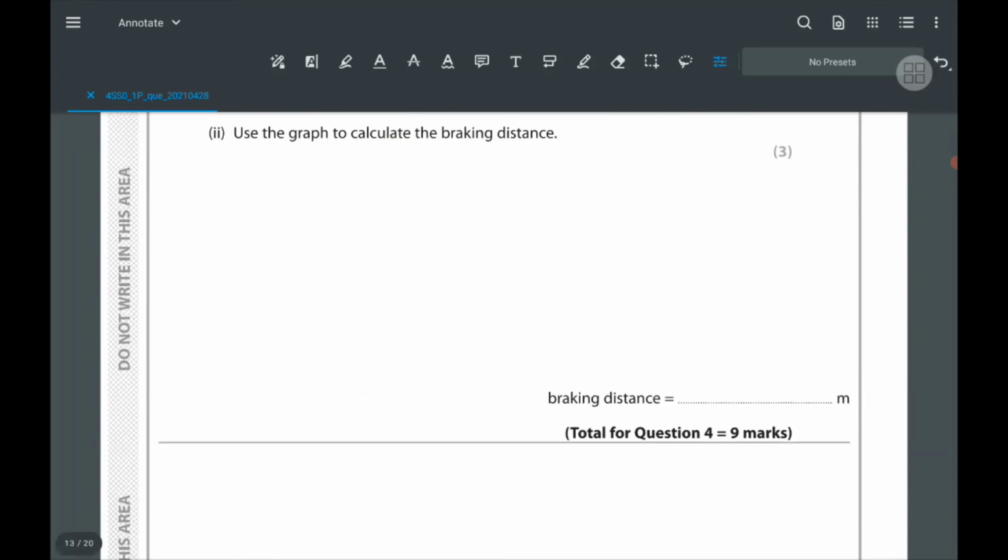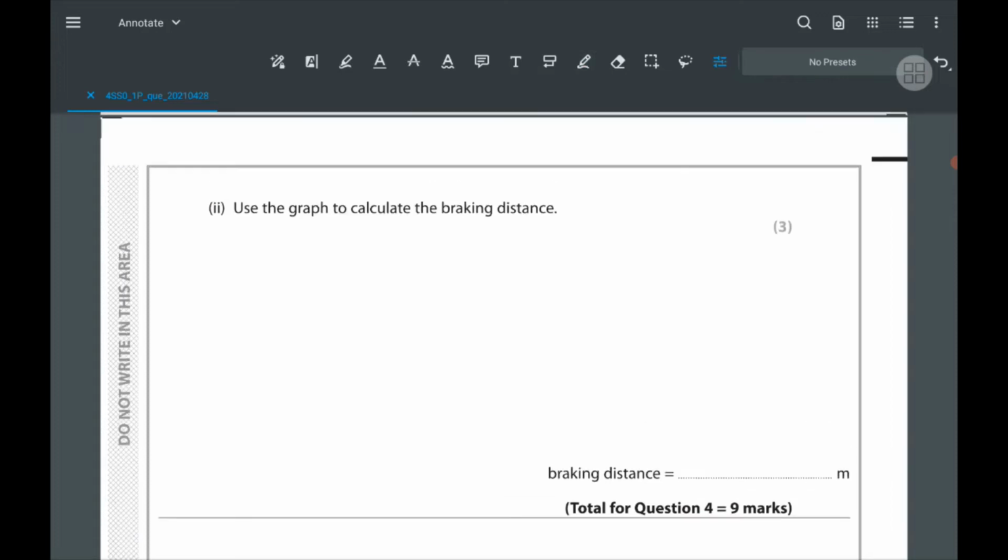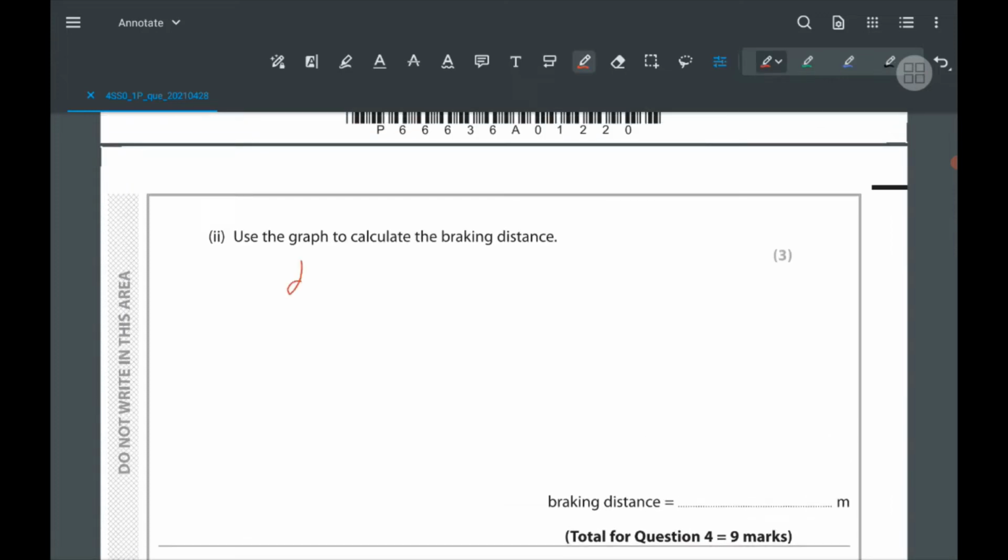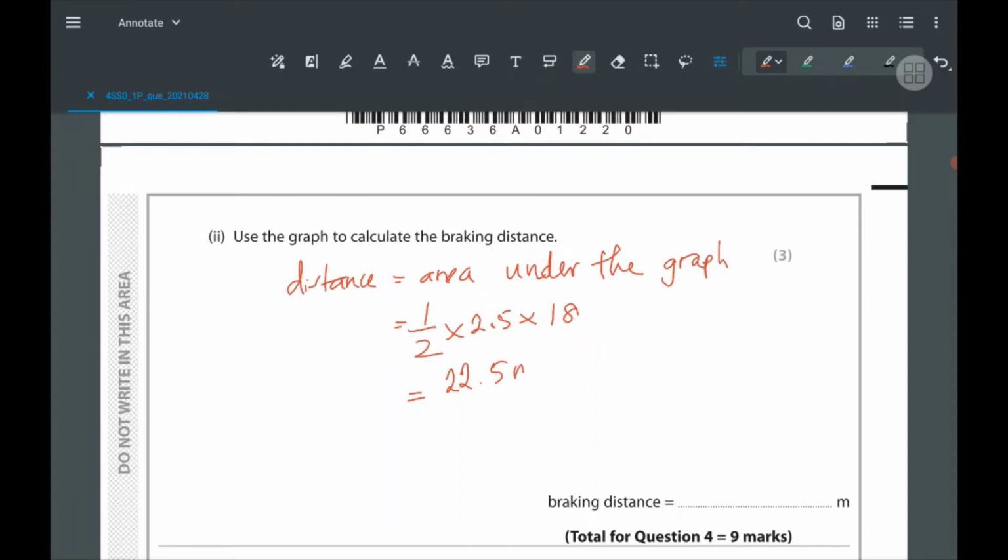So it's a triangle, so first of all I'm going to write it: distance equals area under the graph. Substituting half into 2.5, which is the time, and the velocity is 18. So the answer will be 22.5 meters.